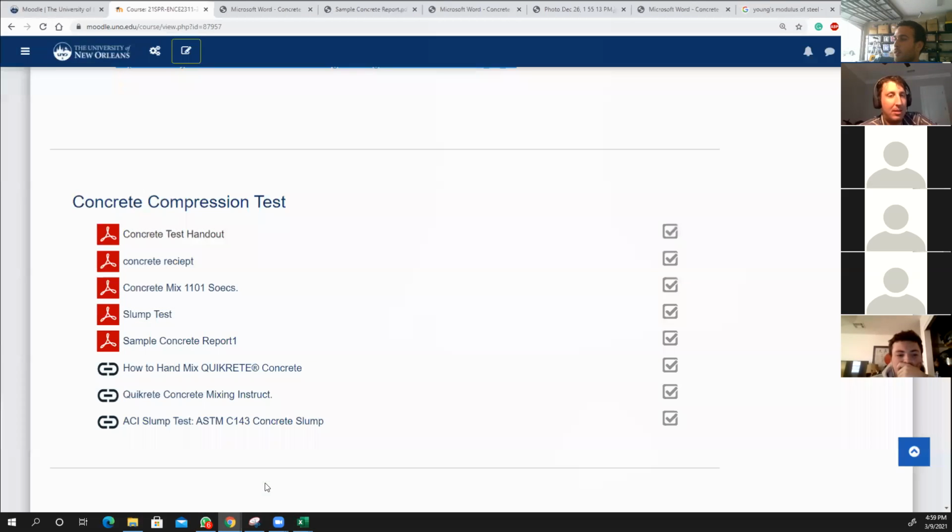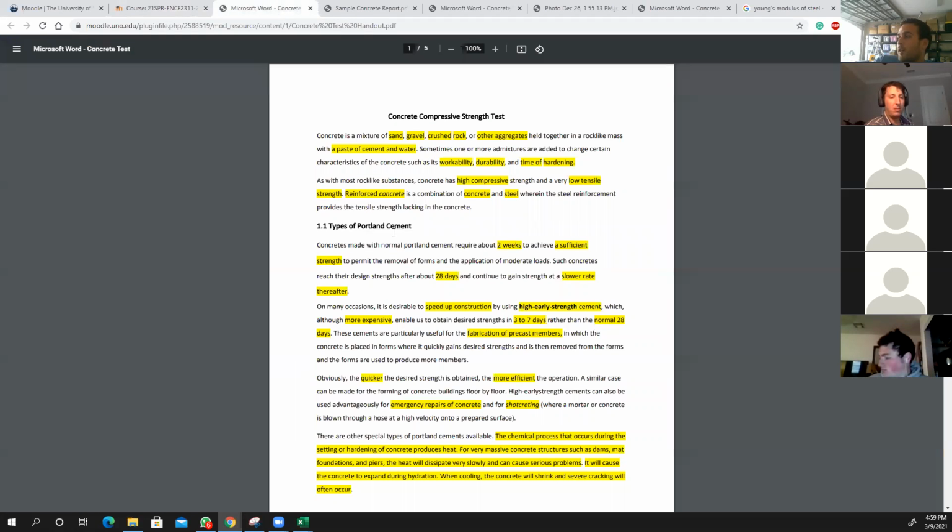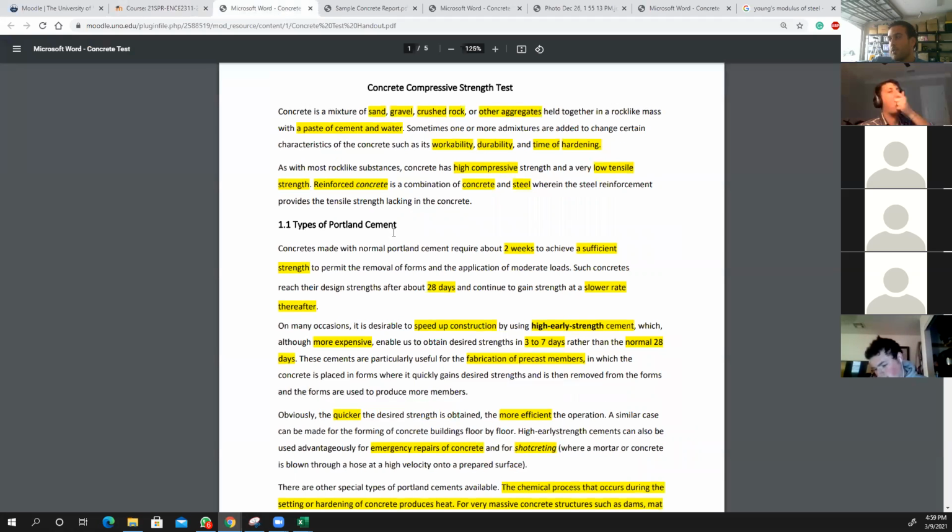So let's look at the model. So we look at the concrete handout, original handouts. And this handout is important, and I highlighted it for you guys to only skim through and look at the important section of this handout. And you should include and summarize this handout for your theory section of your report. Obviously, you should explain what is concrete, what is it made of, and it's made of sand, gravel, crushed rock, and other aggregates. We saw it during the first portion of this lab.